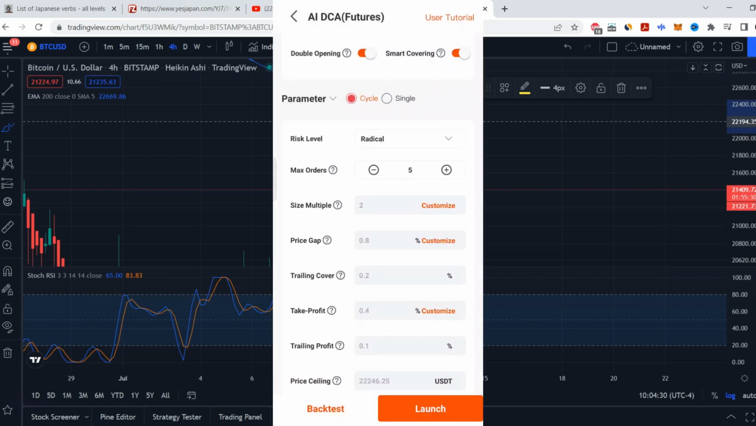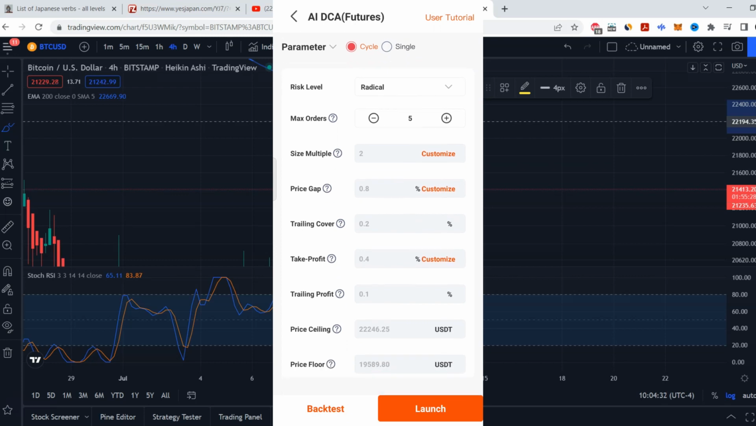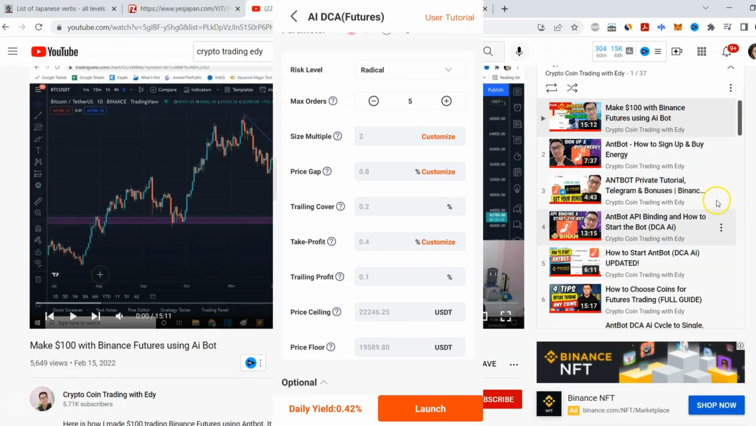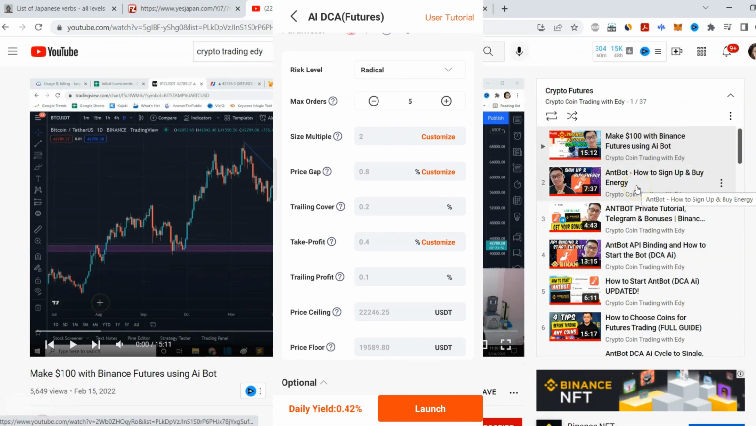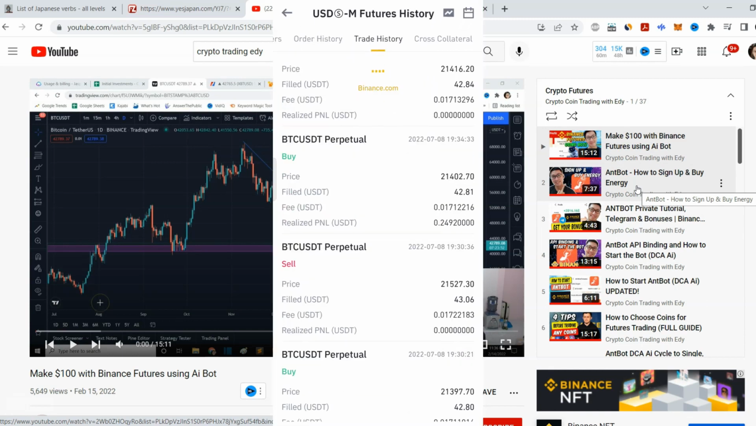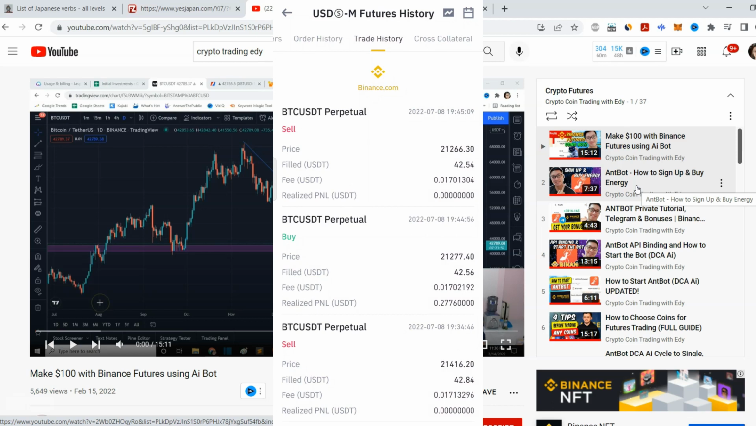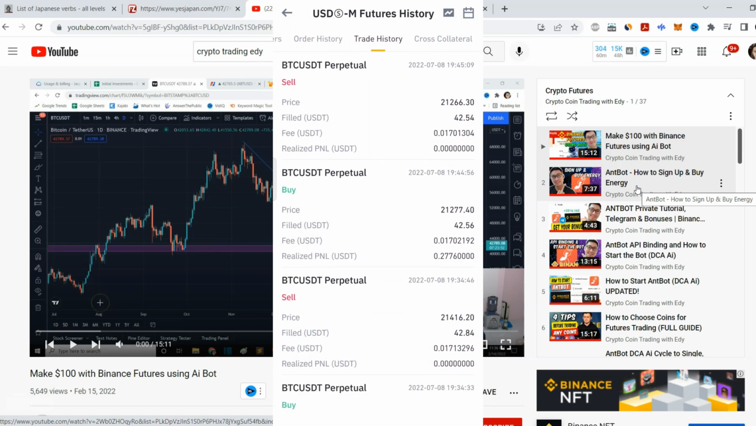And you can double confirm it, or you can backtest it, and if it is a positive yield, then you can press launch. I have a lot more detailed videos here. You can watch them. And you can see here on Binance, it basically has API binding, so you can see the transaction is true, it's correct with your Binance.